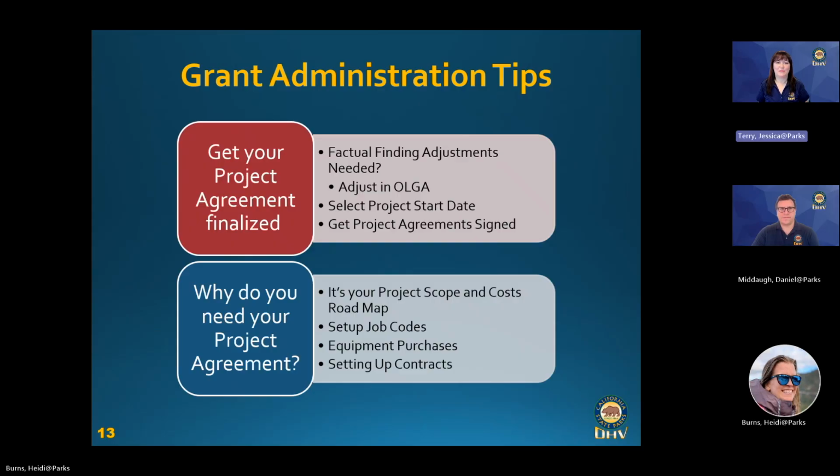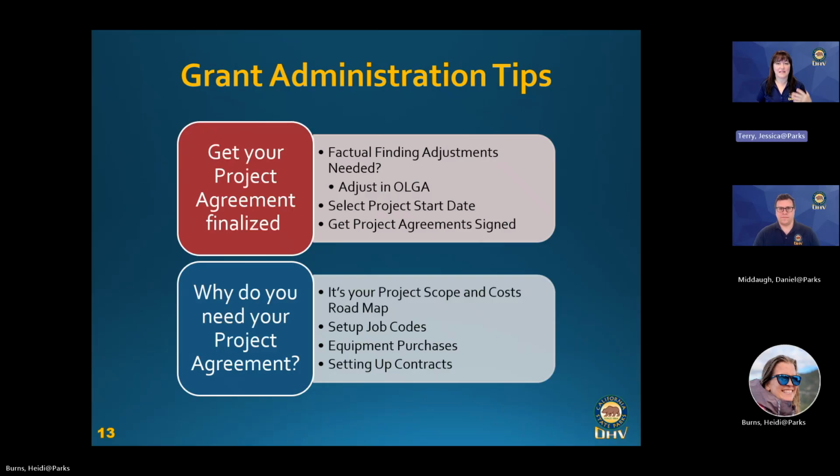Now let's go ahead and move on to the grant admin tips that we've composed for you. First, you'll want to get your project agreement finalized, like Daniel said, which typically includes finalizing adjustments requested within your factual findings, which you'll adjust within the project cost estimate in OLGA within your application. You'll also be selecting a start date for your project, which tends to be the same date every year for most of you. A lot of you end your projects December 31st, and you're starting back up January 1st.